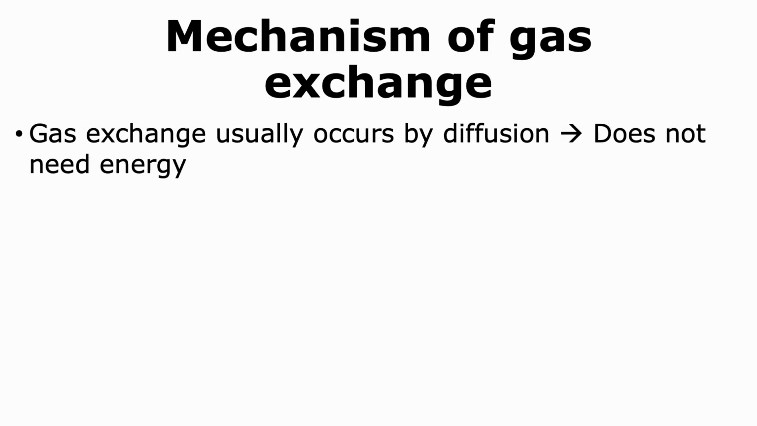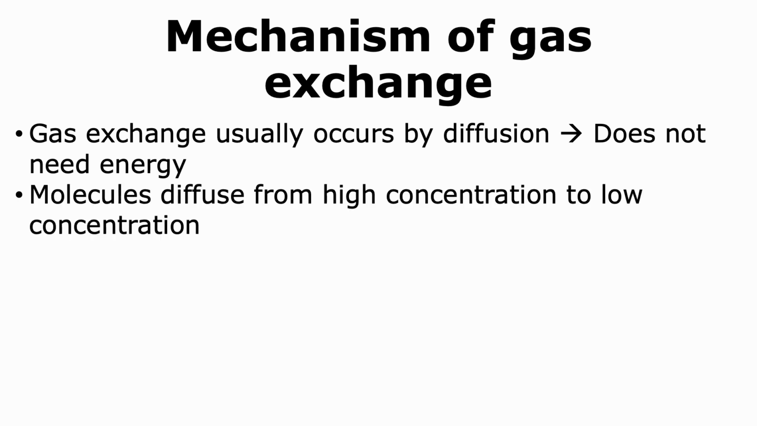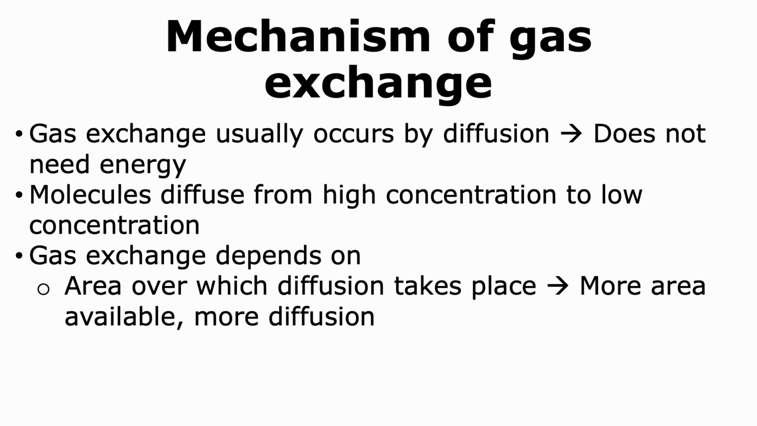Gas exchange usually occurs through the process of diffusion, and hence it does not need energy since diffusion is a passive phenomenon. The molecules normally diffuse from a region of high concentration to a region of low concentration. Gas exchange depends on a variety of factors. One of them is the area over which diffusion takes place. The more area that is available, the more diffusion that happens.